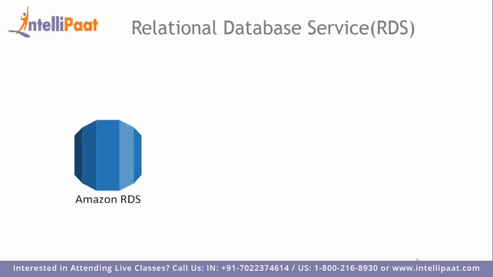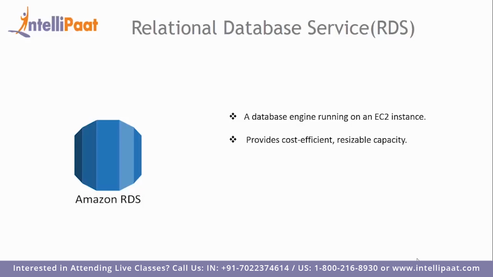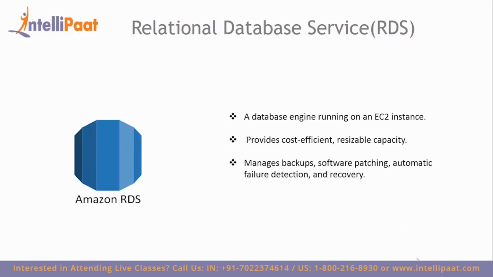Amazon Relational Database Service. It is a web service that makes it easier to set up, operate, and scale a relational database in the cloud. RDS is nothing but a database engine running on an EC2 instance. It provides cost-efficient, resizable capacity for an industry-standard relational database and manages common database administration tasks. Amazon RDS manages backups, software patching, automatic failure detection, and recovery. The products of RDS include MySQL, MariaDB, Oracle, PostgreSQL, etc.